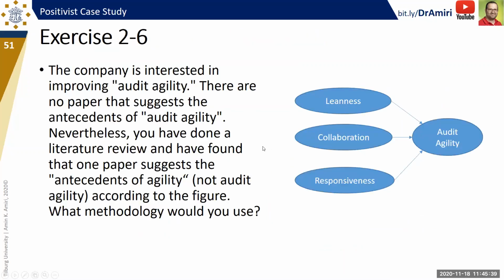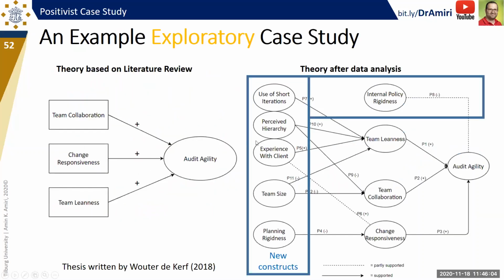Okay, you can discuss this yourself. In this case, we have all constructs in one theory, in one paper. What can you do with this? You cannot go for a field survey because these relationships and constructs already exist in one paper. So what can you do here? What you can do is to try to find the antecedents of these 3 constructs.